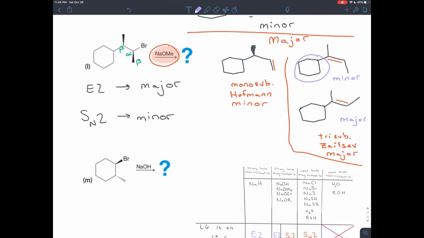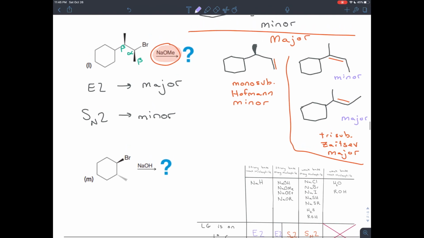And that has to do with the crowding, steric hindrance. The cyclohexyl group and the methyl group are on the same side there. They push against each other. Here they're on opposite sides. So the molecule is more stable, and so you get more of that molecule. So those are the elimination products, the E2 products.